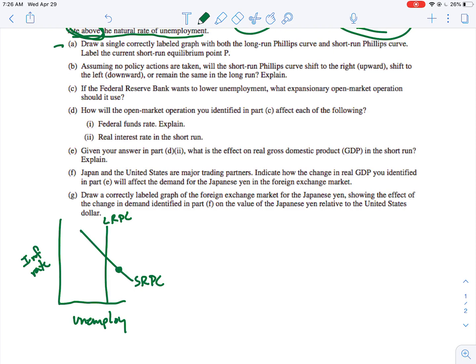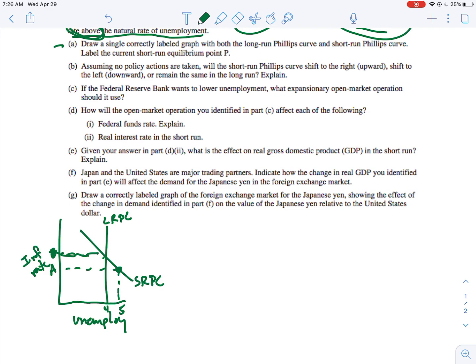Say our natural rate of unemployment is about 4%, we're going to be higher, say 5%, and then our inflation rate will be lower than what is expected, right? So this would be our expected inflation rate, and this would be our actual inflation rate. You don't have to draw that in, but just a little bit more for you.